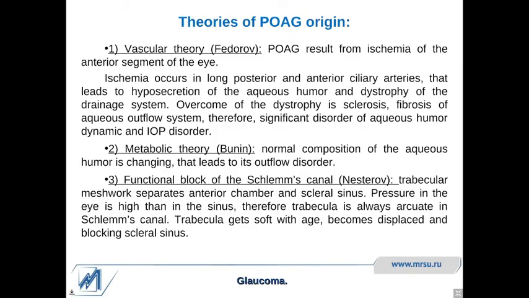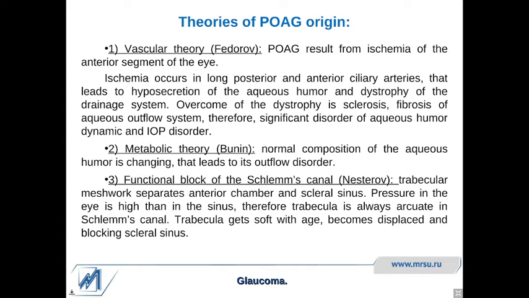There are three main theories of POAG origin. Firstly, the vascular theory by Fedorov. It tells us that POAG is a result of ischemia of the anterior segment of the eye. Metabolic theory by Bunin: when the normal composition of the aqueous humor is changing, that leads to the outflow disorder. And the third variant is the functional block of the Schlemm's canal. This theory was made by academic Nesterov.